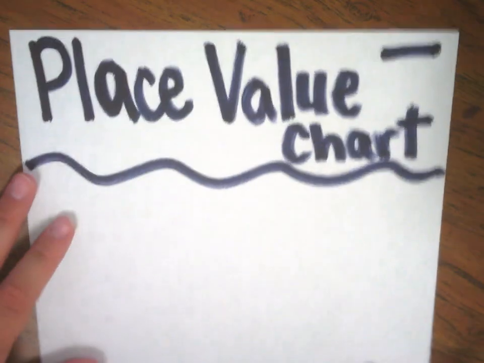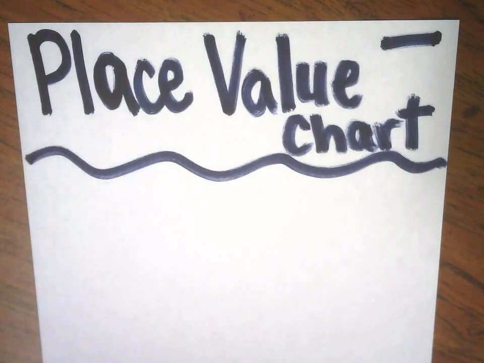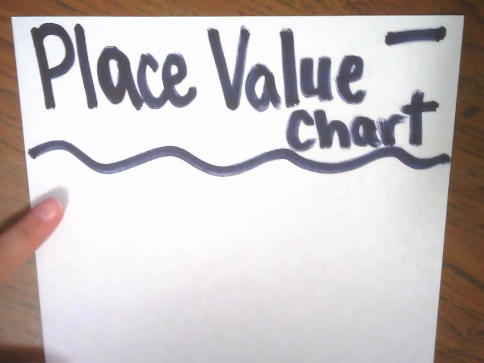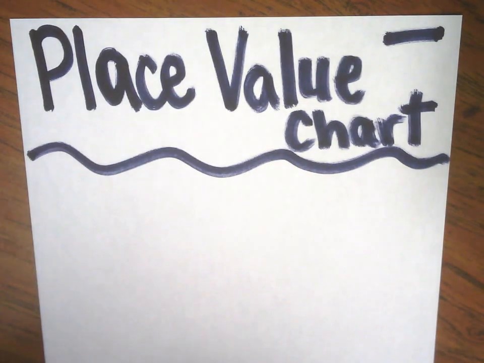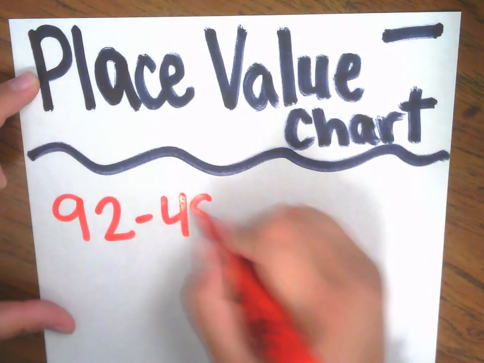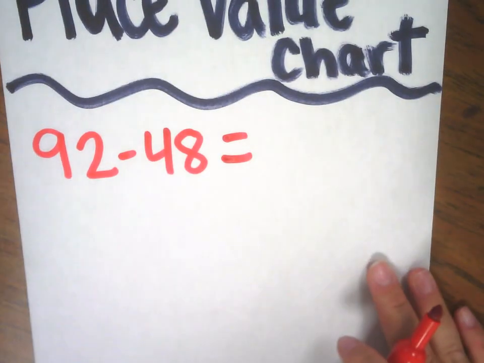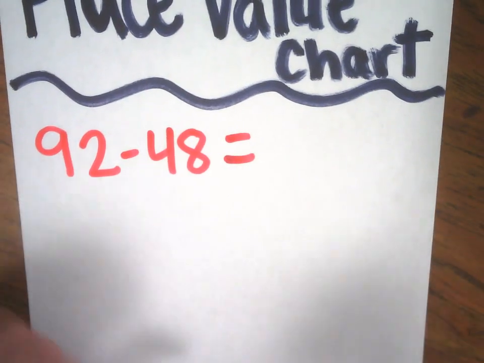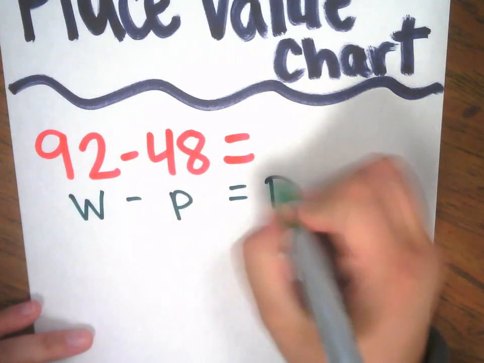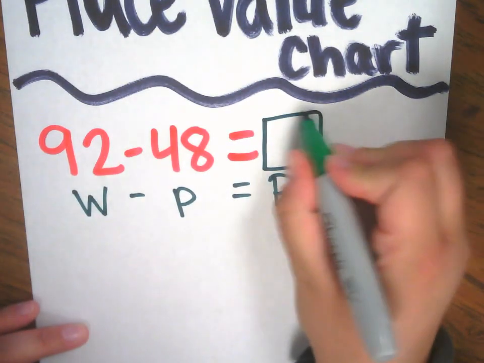So now I'm going to talk about subtraction. Subtraction is the hardest concept that we're working on right now. So we do the same thing with place value, with the place value chart. So we're going to start with 92 minus 48. So these are the numbers we will be working with. That's one thing that the kids have really got to understand: whole minus part equals part. And that is what we are looking for, that part.